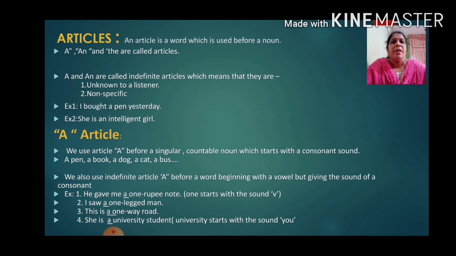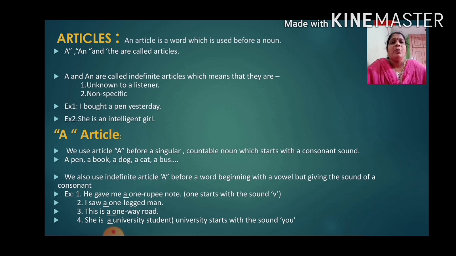Article A. We use article A before a singular countable noun which starts with a consonant sound. You should notice this, which starts with a consonant sound. We know A, E, I, O, U are called vowels. The alphabets excluding these vowels are called consonants. So we use this article A before words which start with a consonant sound. Examples like a pen, a book, a dog, a cat, a bus.